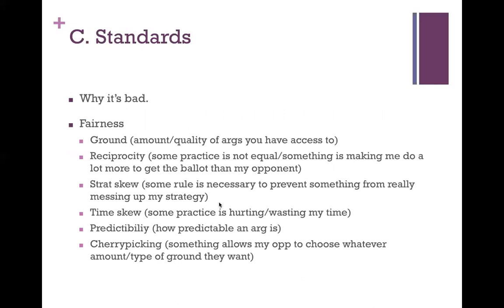Standards, why it's bad. Fairness. This is one of the voters, but standards under fairness are like ground, which is the amount or quality of arguments you have access to. Reciprocity, where some practice is not equal, and something is making me do a lot more to get the ballot than my opponent. Strat skew, where some rule is necessary to prevent something from really messing up my strategy. Time skew, where some practice is hurting or wasting my time. Predictability, how predictable an argument is. Cherry picking, something that allows my opponent to choose whatever amount or type of ground they want.